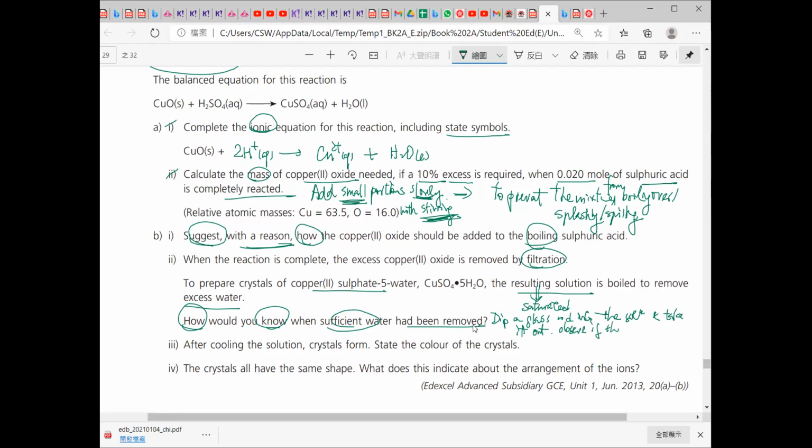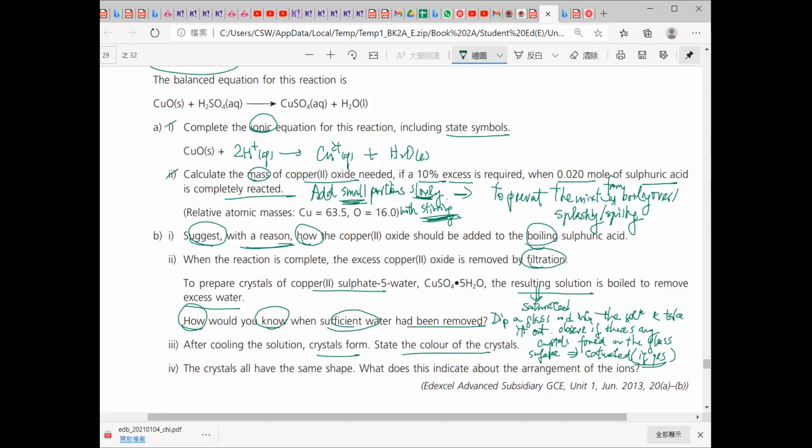If there is any crystal formed on the glass surface, if that is the case, the solution is saturated. Right? After cooling the solution, the crystal forms.